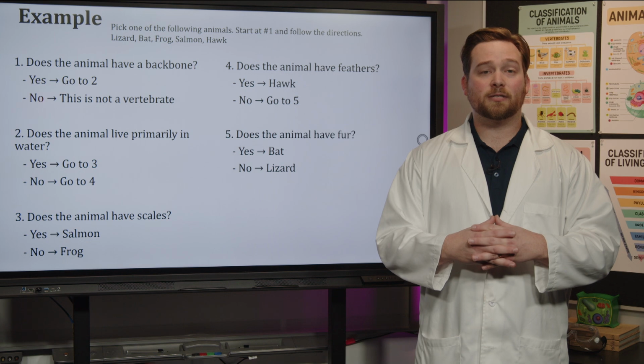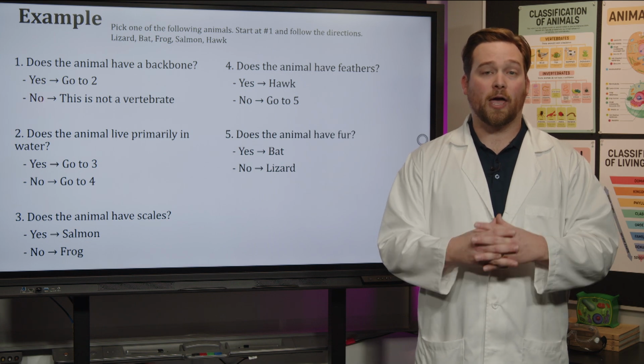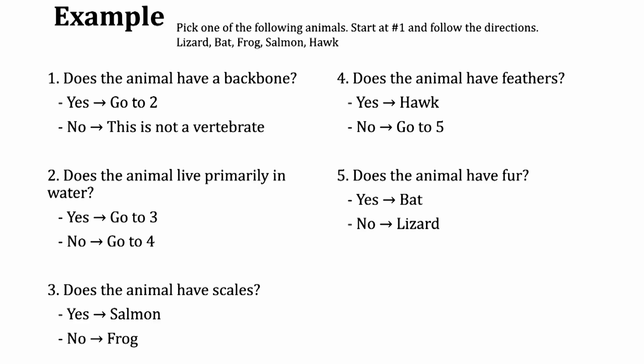Okay, so this time let's try the hawk. Again, we always start at number 1. It says, does the animal have a backbone? Yes, so it tells us to go to 2. Number 2 says, does the animal live primarily in water? Hawks do not live primarily in water, so no, we're going to go to 4. It says, does the animal have feathers? Yes, it does, and so we have correctly identified the hawk.